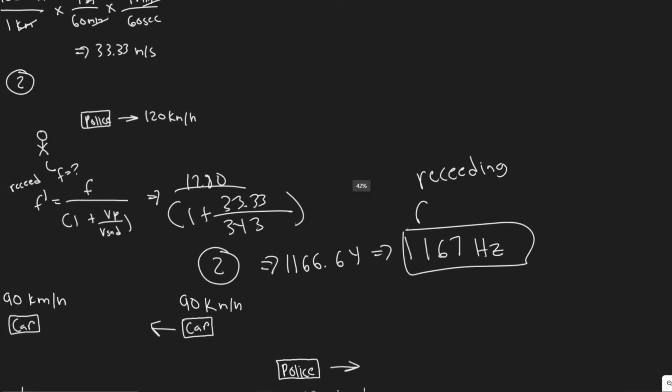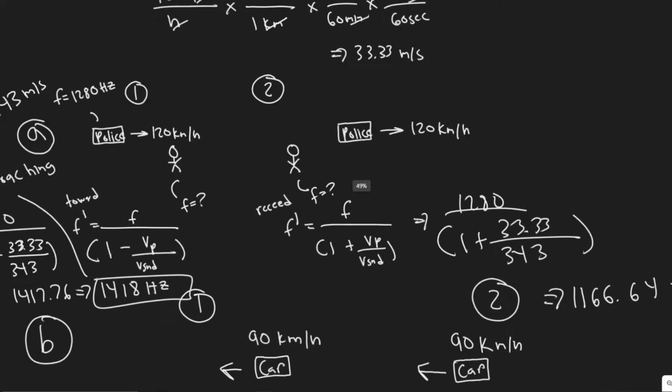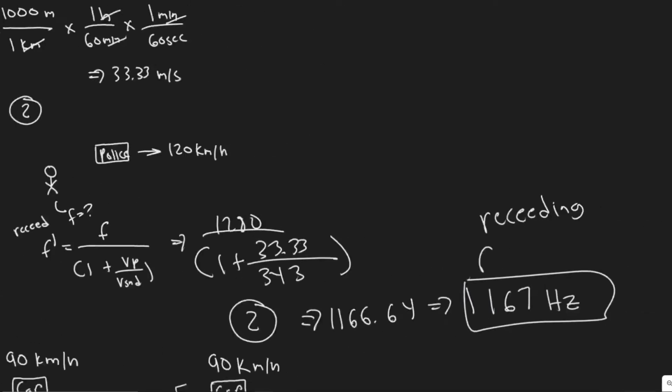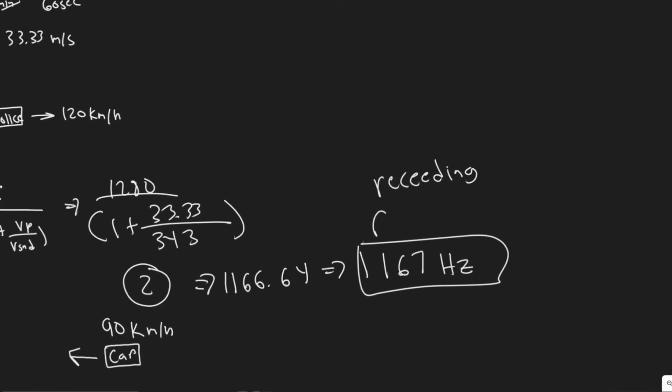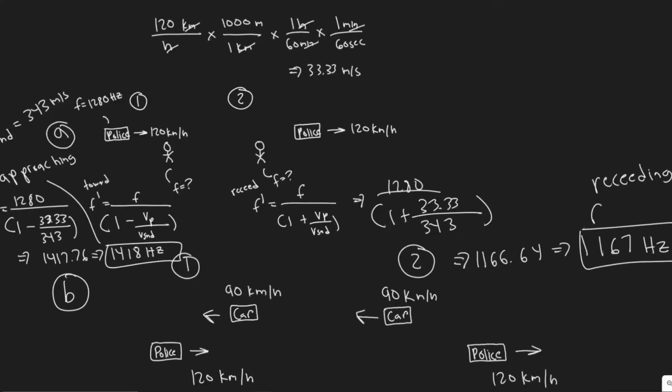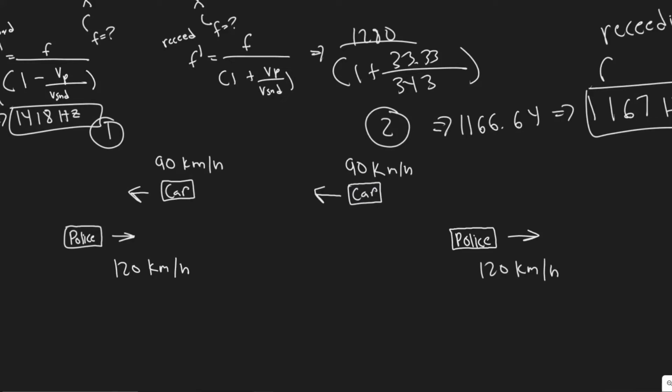And yeah, so these are going to be your answers for A. When it's approaching, 1418. And then when it's receding, 1167 hertz. So those are your answers to A. Let's move on to B now. So for B, what do we have in B?